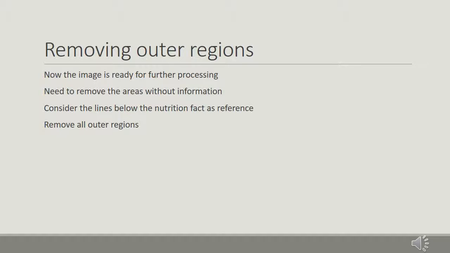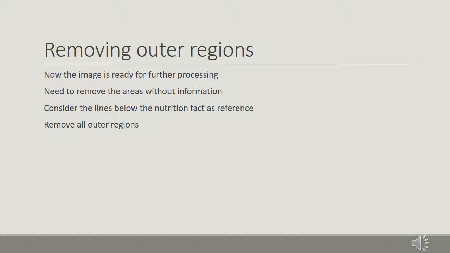So, removing outer regions. As we discussed earlier, now that we have a noise-free image worthy of processing towards creating the mask, we need to remove the outer areas. By outer areas, I mean the areas excluding the nutrition fact table in the image. So now we need to get rid of all those white items that were there in the background in the last image.